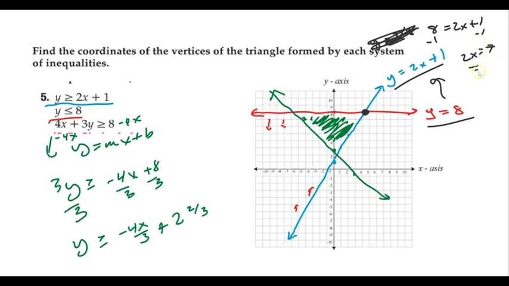Hey, let's continue the theme of decimals. x equals 3.5. That point right there is going to be 3.5 and 8. Not the worst thing in the world.